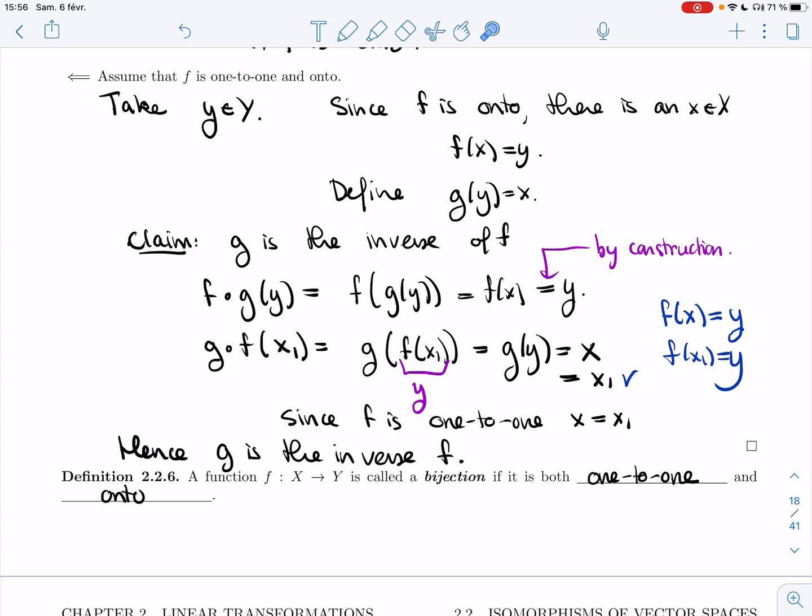All right, so in what follows, we'll look at bijections that are also linear maps, and those are going to be our equivalences of vector spaces. Those are what we're going to call isomorphisms.